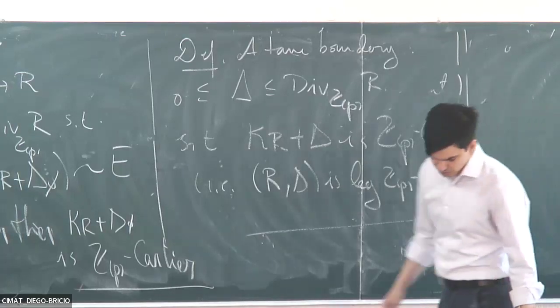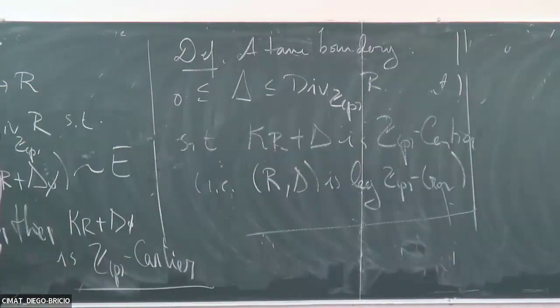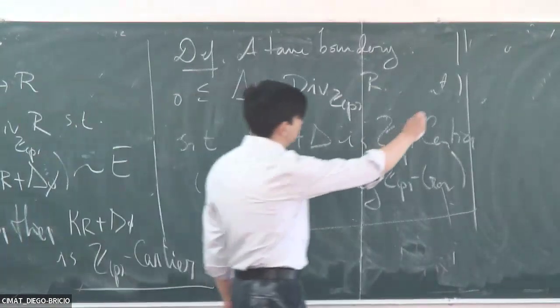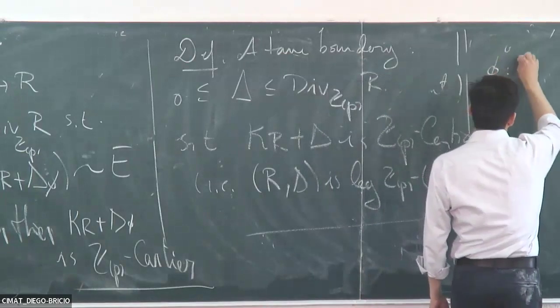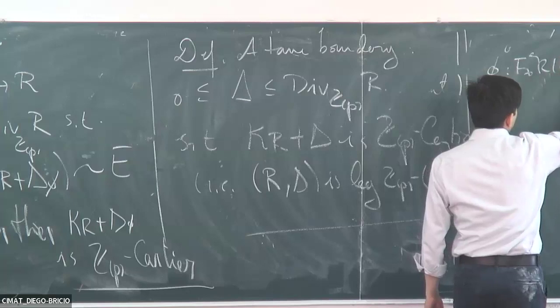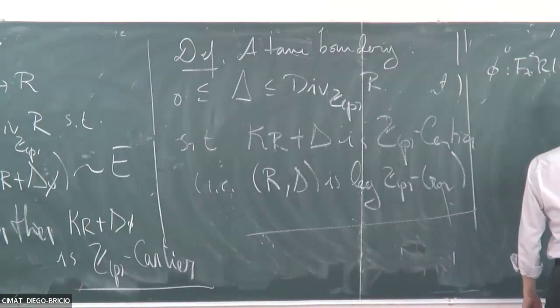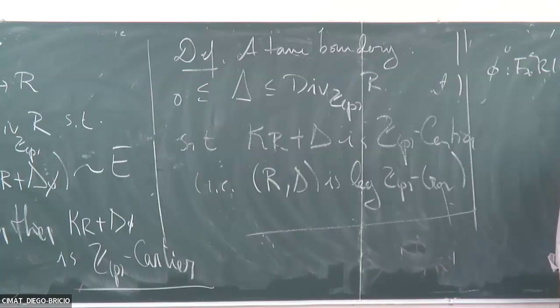So the correspondence. Okay. So what is the point? To a phi from here to here, we add a boundary. So this is a tame boundary.